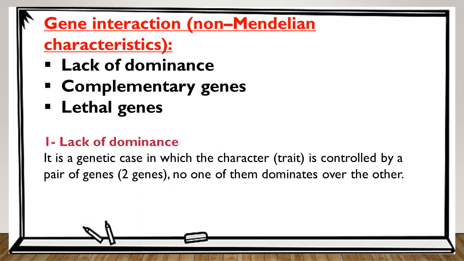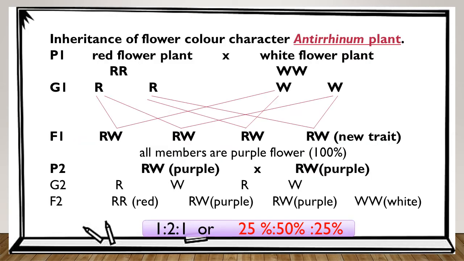Let's talk about number one, lack of dominance. It is a genetic case in which the character or the trait is controlled by a pair of genes, or two genes, but no one dominates over the other. Let's talk about the inheritance of the flower color character in Anthurium plant. This is an example of lack of dominance.